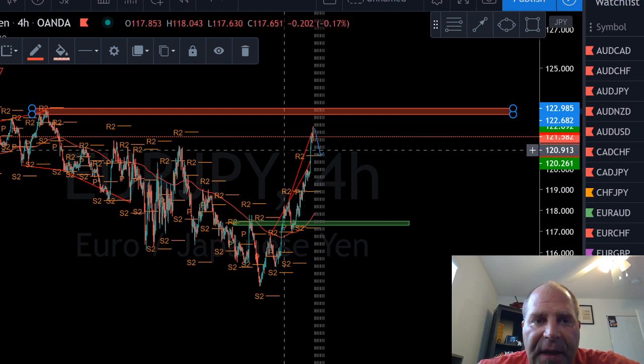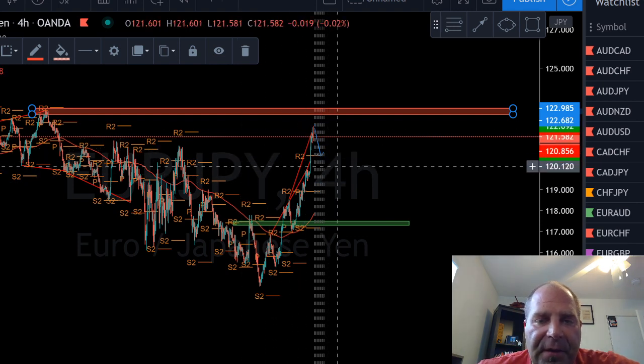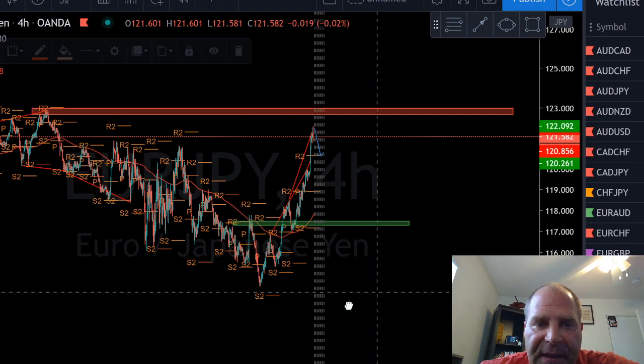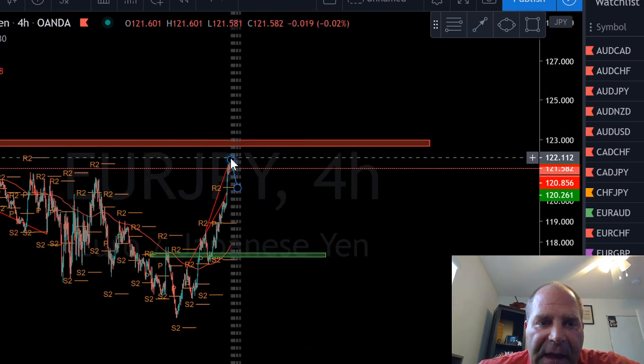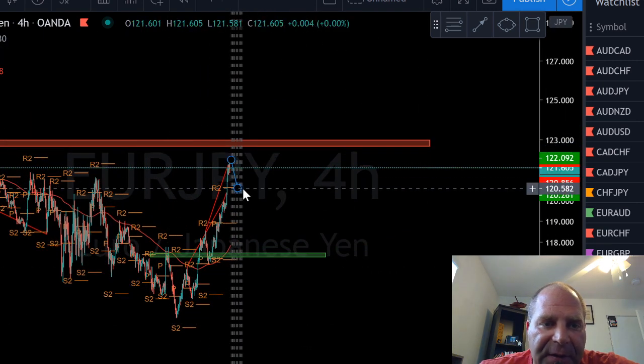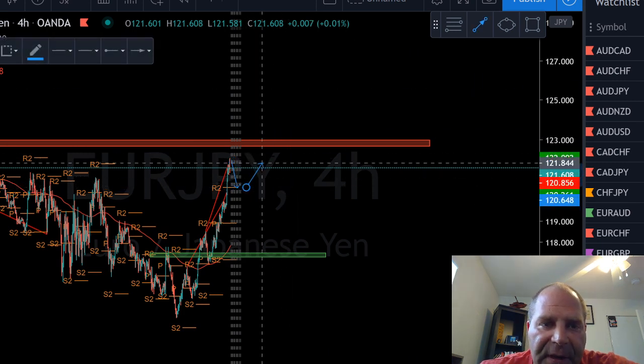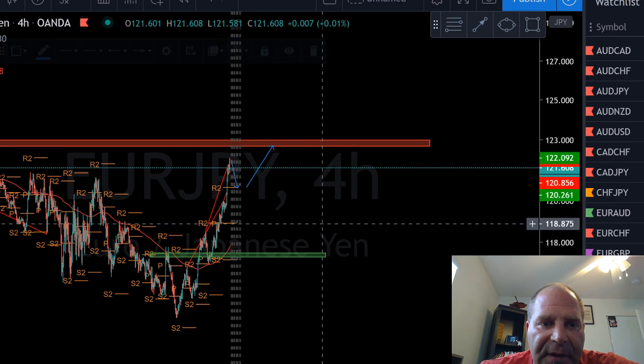Bearish. I like that up there. So what I would say, guys, is I would wait for a pullback to R2. Then I would look for that continuation to that level.